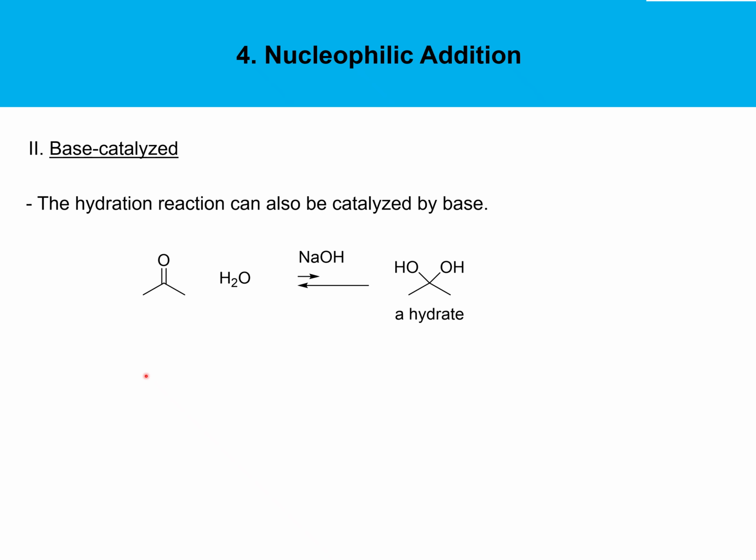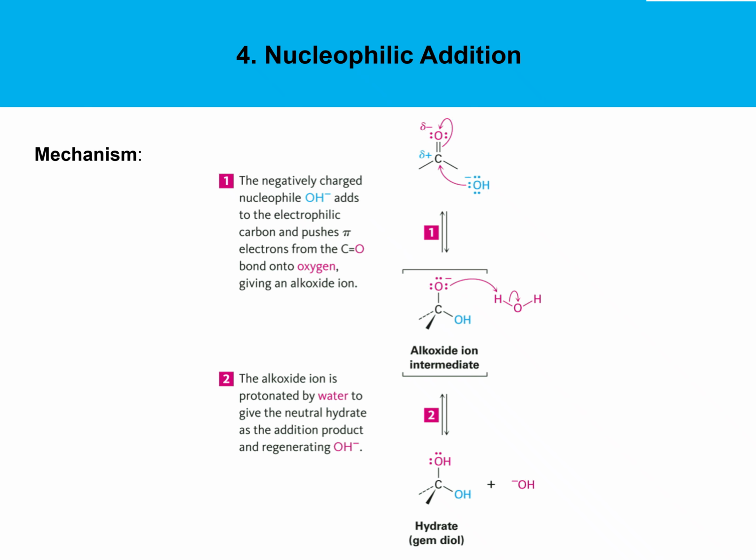Ketones and aldehydes can also undergo hydration through base catalyzed reactions. For example, we can use sodium hydroxide to speed up this reaction. The base catalyzed hydration of ketones occurs this way. The hydroxide ion is a very good nucleophile, much better than water is. And so the hydroxide ion would directly attack the carbonyl carbon and break the double bond.